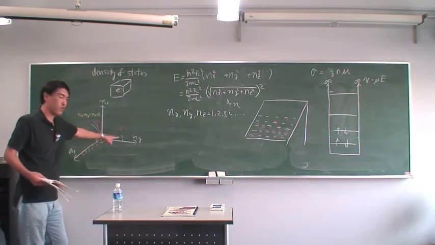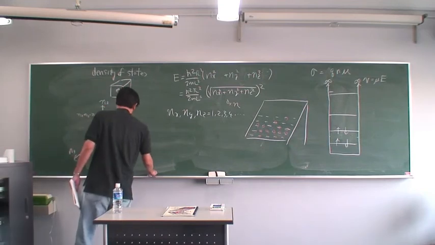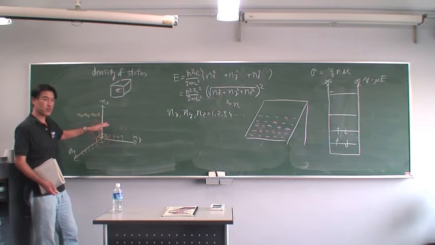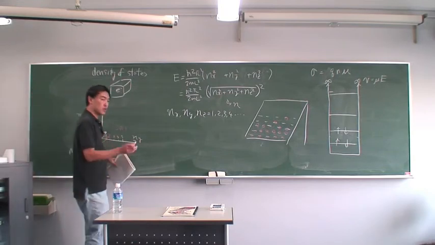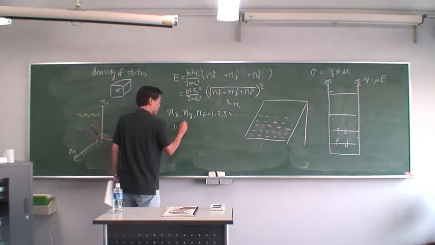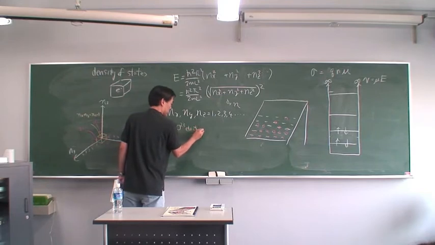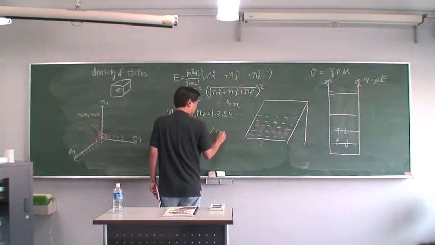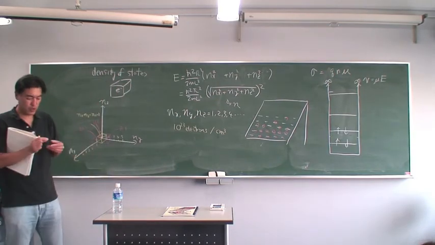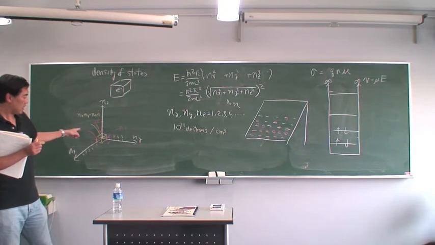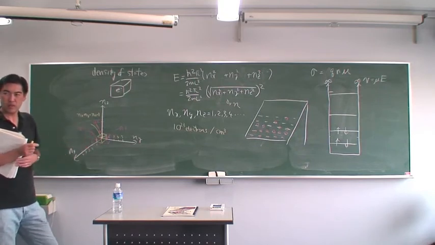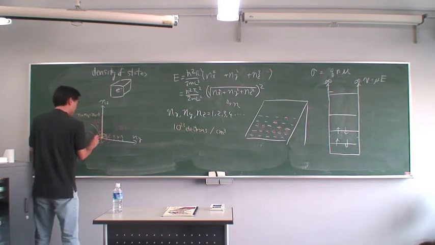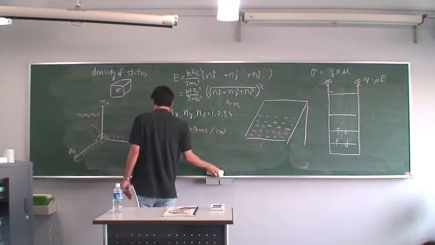And I'm drawing 1, 2, 3, 4, 5 here, but this can be 100, 200, 300, 400, 500. We will have to consider so many electrons at the same time, because in solids we usually have 10 to the 23 electrons per cubic centimeter. So we cannot just keep counting one by one; there are so many points to fill in.